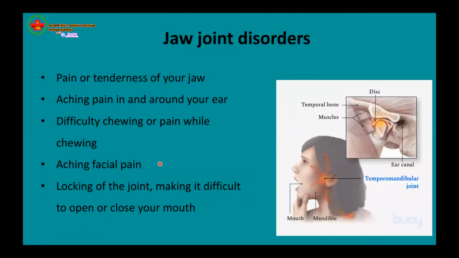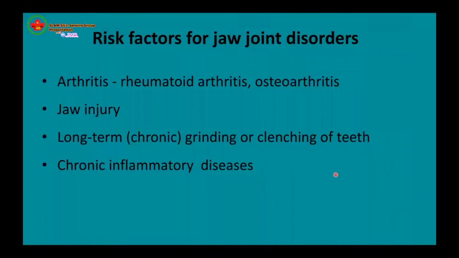Our upper and lower jaws are attached to each other by jaw joints, and this is the only mobile joint in the face, which is again important to maintain proper oral health. Pain or tenderness, difficulty in chewing or pain while chewing, facial pain, and locking of the joint are signs of jaw disorders. Jaw disorders can be due to arthritis, jaw injuries, long-term grinding or clenching behaviors, and chronic inflammatory diseases.